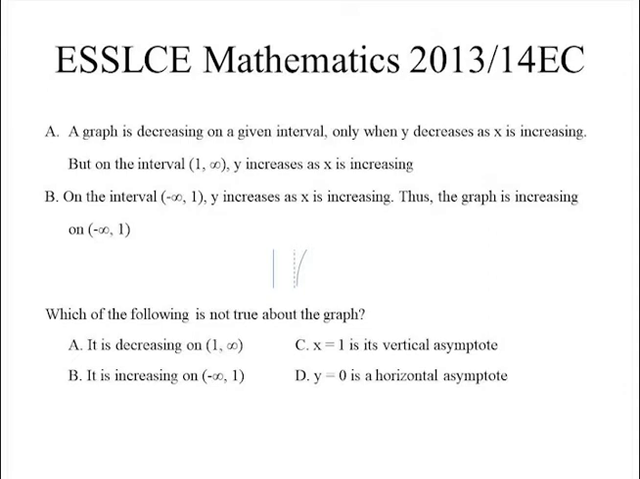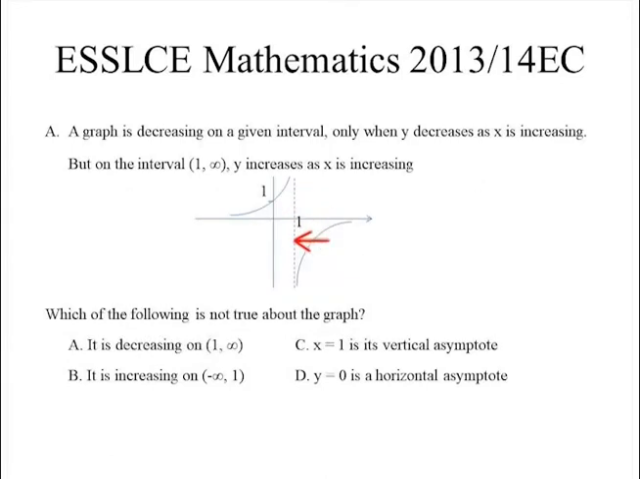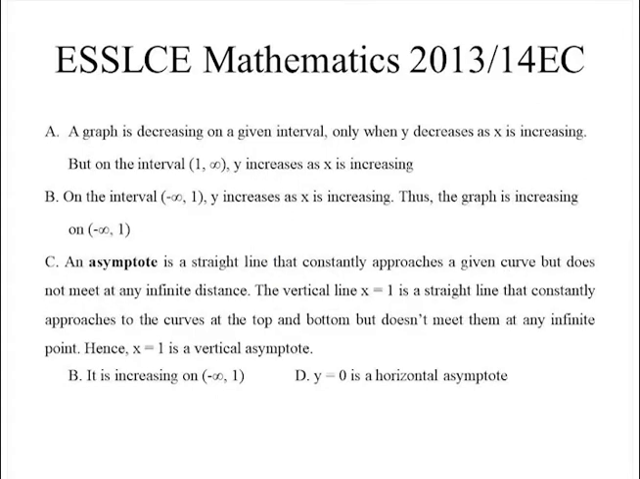Choice C. x is equal to 1 is a vertical asymptote. An asymptote is a straight line that constantly approaches a given curve but doesn't meet the curve at any infinite distance. The vertical line x equal to 1 is a straight line that constantly approaches the curve at the top and the bottom but doesn't meet them at any infinite point. Hence, x is equal to 1 is a vertical asymptote.